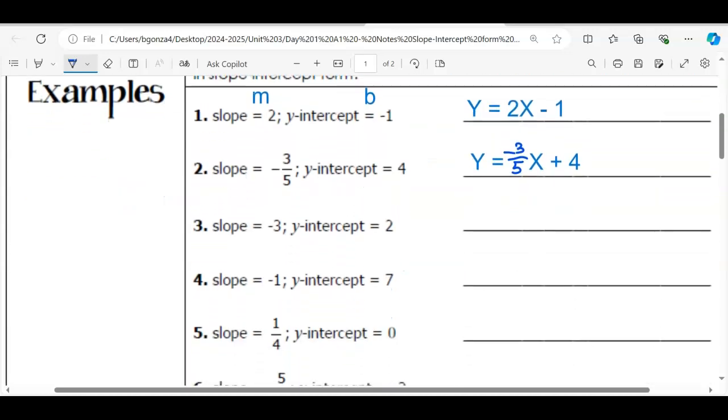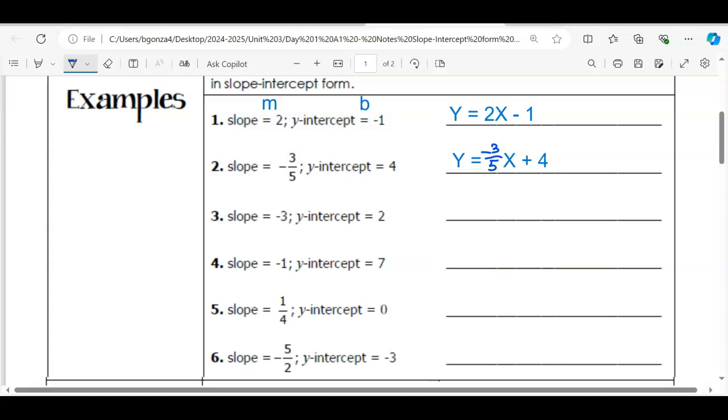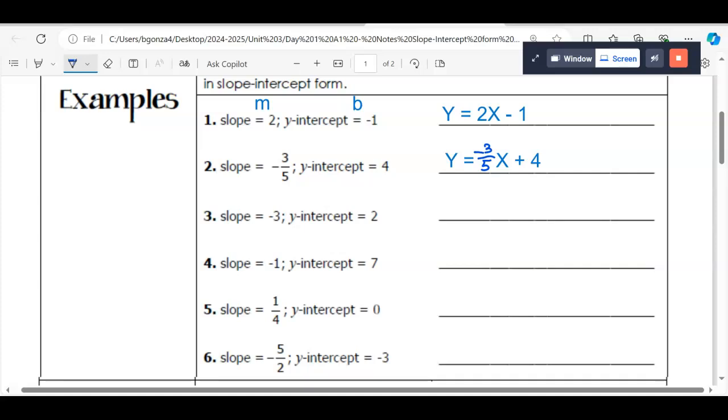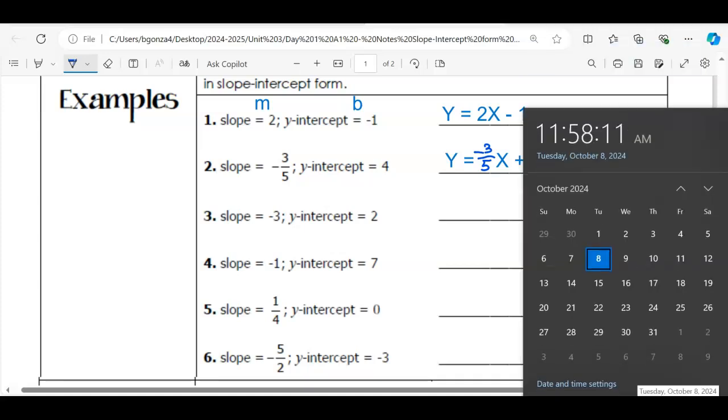Can you do that on these next 4 in the next like 30 seconds? Sure you can. All right, go ahead. Starting now. Replace m with the slope and replace b with the y-intercept.